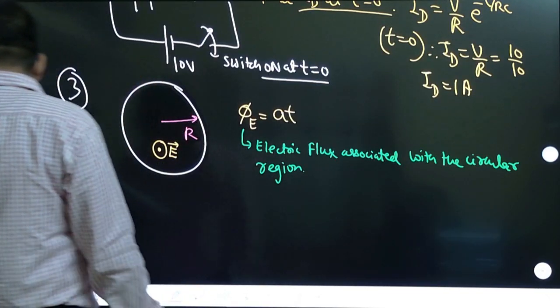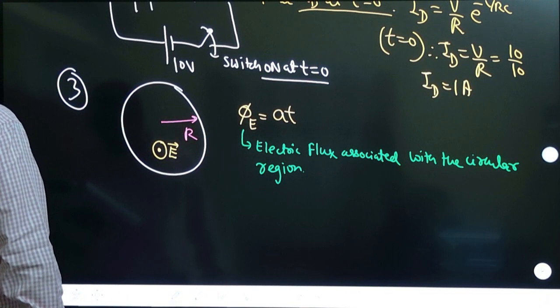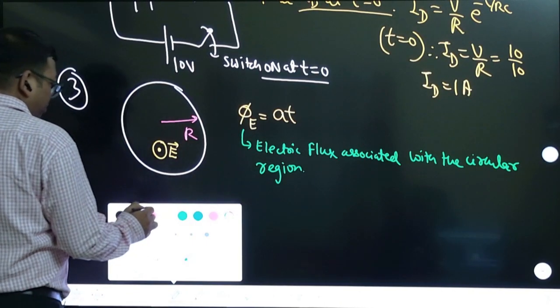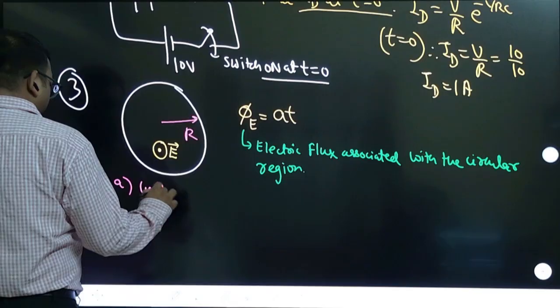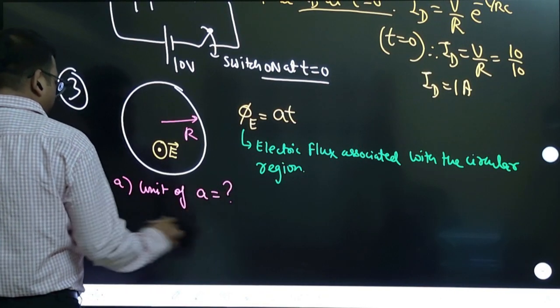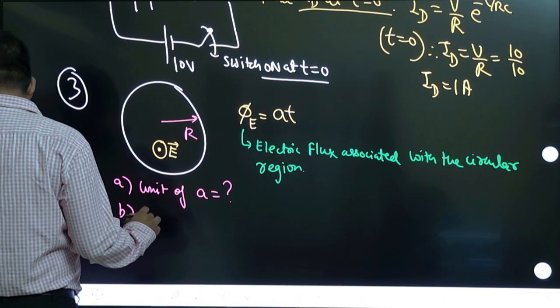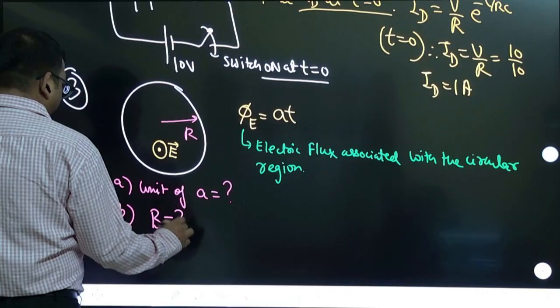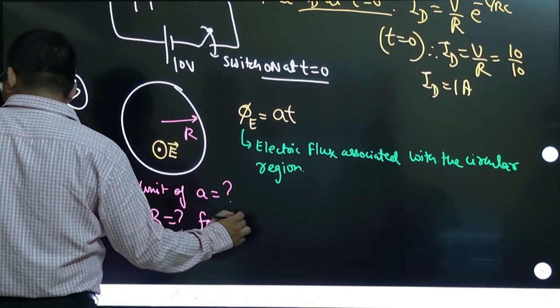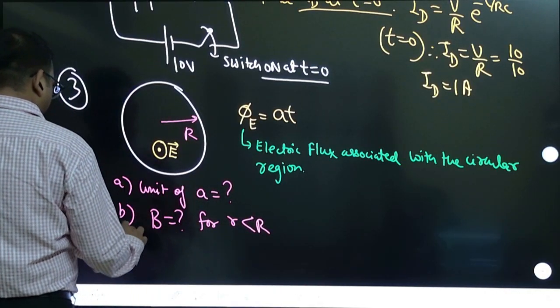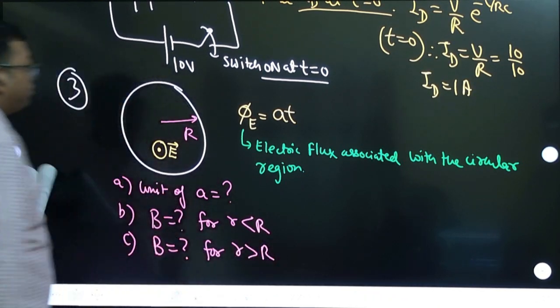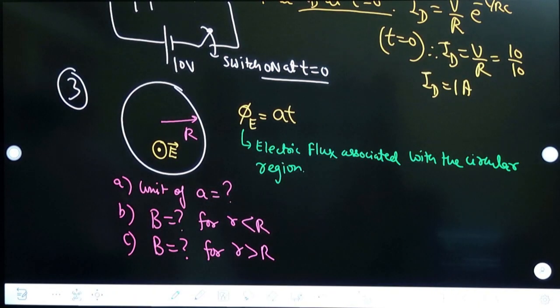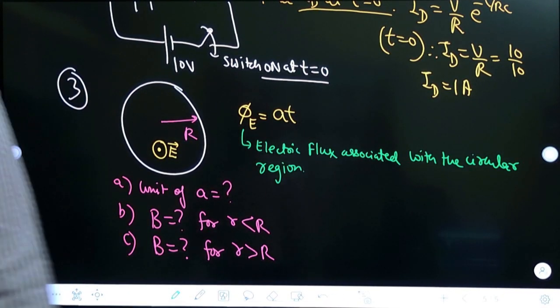Now what we need to do, we need to find out a few important questions based on this. First part of the question is what is the unit of A? Second part is find magnetic field for r less than capital R. And next, find magnetic field for r greater than capital R. Very important question for NEET as well as JEE Main as well as JEE Advanced. So let us try to do that.